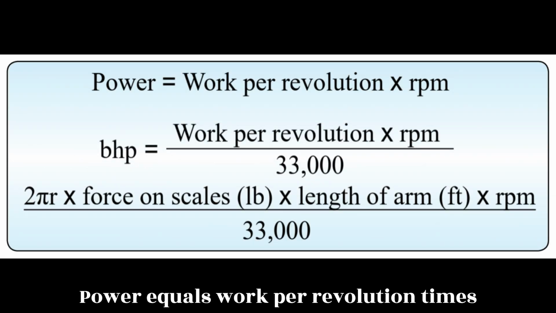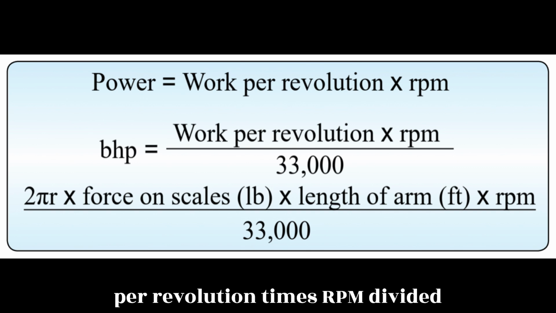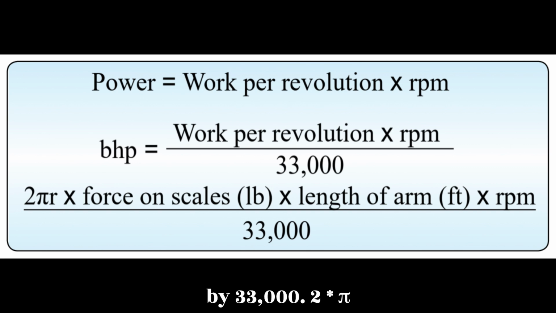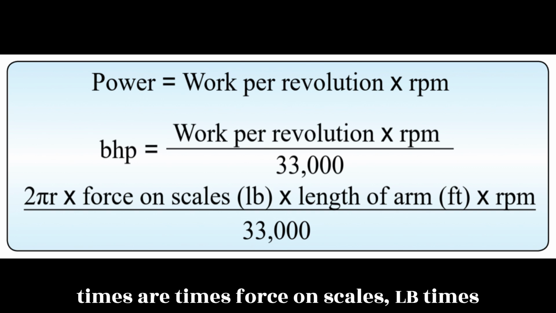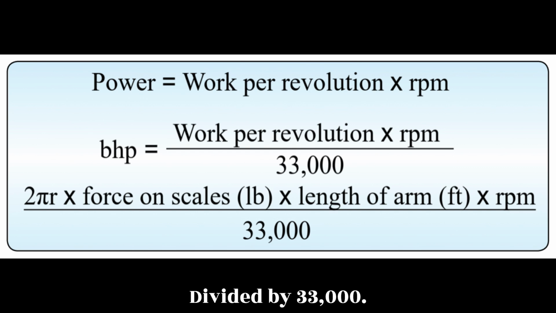Power equals work per revolution times RPM. BHP equals work per revolution times RPM divided by 33,000. BHP equals 2 times pi times force on scales, lb, times length of arm, feet, times RPM, divided by 33,000.